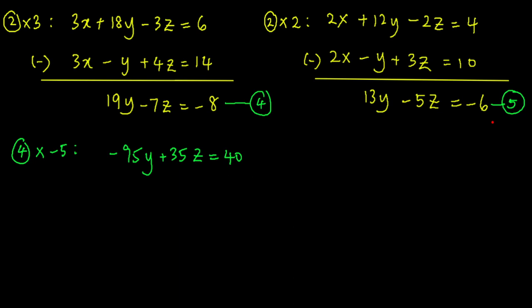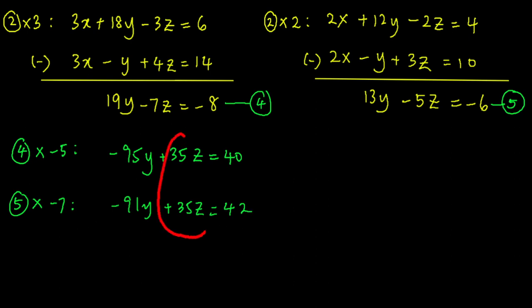And then for equation number 5 here, we multiply it by negative 7. What do we get here? All this you times negative 7, negative 7, negative 7, yeah? So 13 times negative 7 will give you negative 91y. And here is 35z. And negative 6 times negative 7 is 42. Alright. So see, as you can see, yay, they are common now, right? So what do? You minus these two.